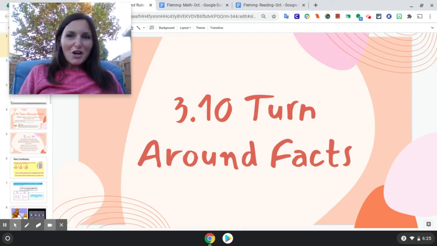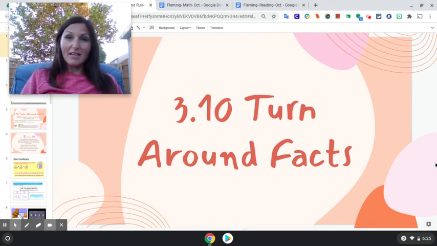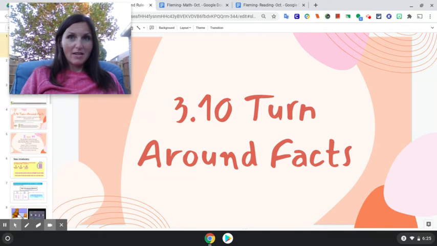Hi guys! Alright, so today we're going to be looking at another strategy for multiplication. Today we're going to be looking at the turnaround facts.